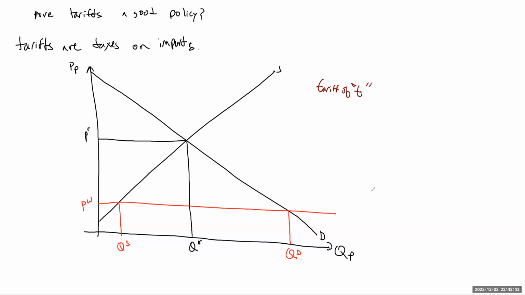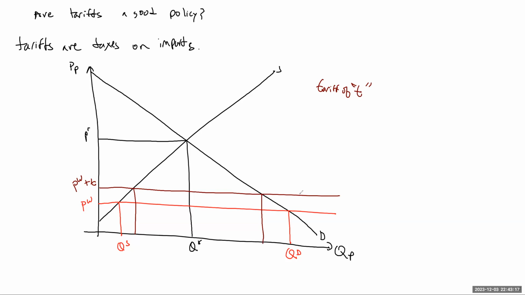So every pizza that is imported or produced abroad can't be sold at PW anymore. They have to be sold at PW plus T. So you have this new price, PW plus T. All imported pizza are being sold at PW plus T.